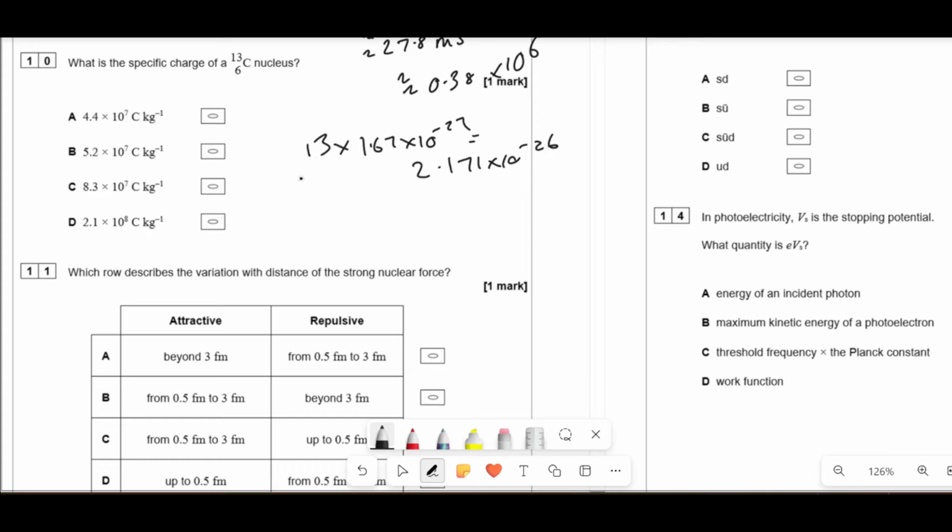The charge of each proton is plus 1.6 times 10 to the minus 19, and there's six of them, so we're going to have six lots of that. Then we divide it by our answer there to get the specific charge. So six lots of 1.6 times 10 to the minus 19 divided by this answer will give us what we want. In my calculator I get 44219253, which in standard form is 4.4 times 10 to the 7, there you go.